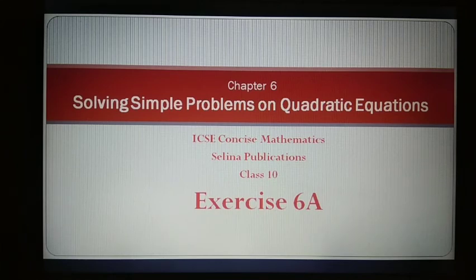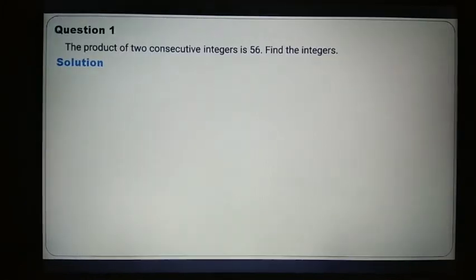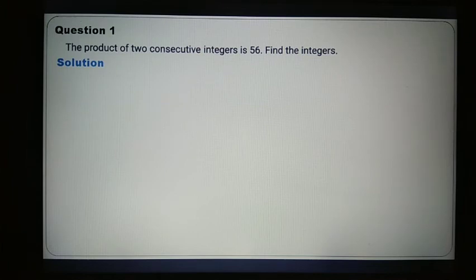Let's begin the first problem for the day. The question says the product of two consecutive numbers is 56, and you need to find the integers. Now let us try to understand the meaning of this. Consecutive numbers means numbers whose difference is 1. For example, the consecutive number of 1 is the immediate next number, that is 2. The consecutive number of 2 is 3, and for 3 it is 4. So the difference between consecutive numbers is 1.